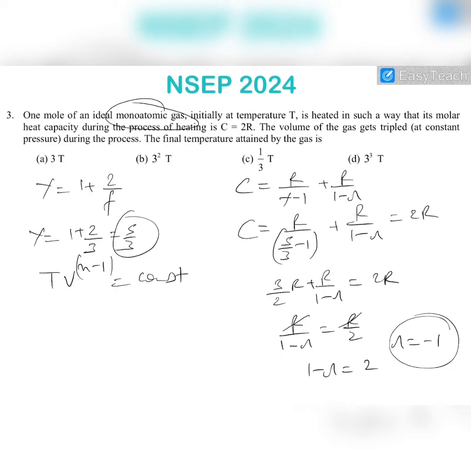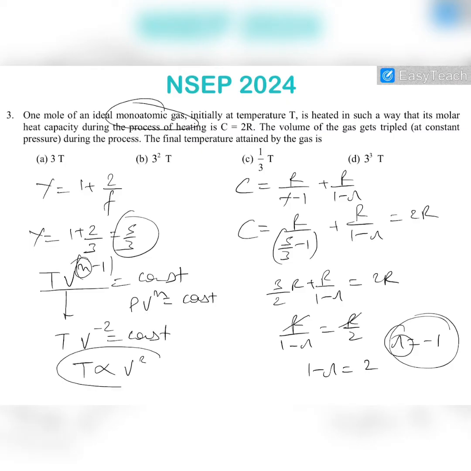This is for a polytropic process, and you can also derive this expression from PV to the power x is equal to constant, by replacing the value of P as nRT upon V. So this will be the formula. Now if you substitute the value of x, then it would be TV to the power minus 2 is equal to constant. So we can say that T is proportional to V square, which means that if the volume of the gas is tripled, then obviously the temperature will become 9 times, which is 3 to the power 2. So the correct answer is B.